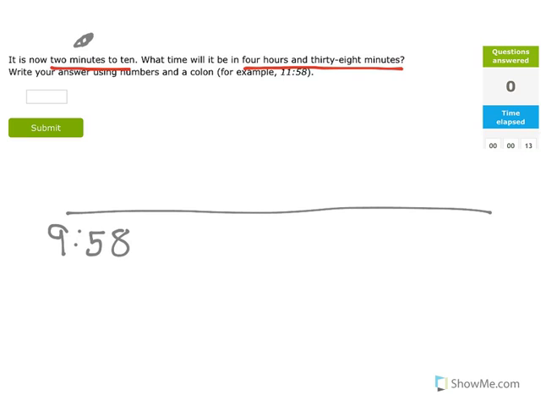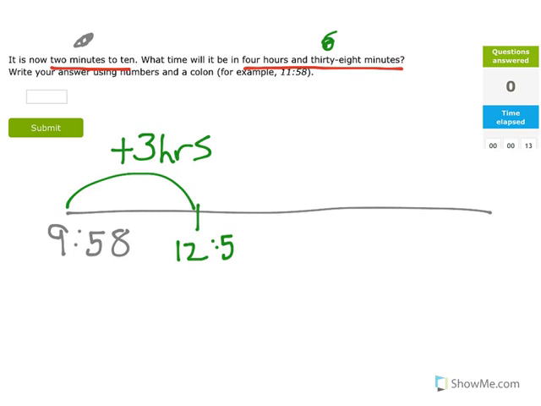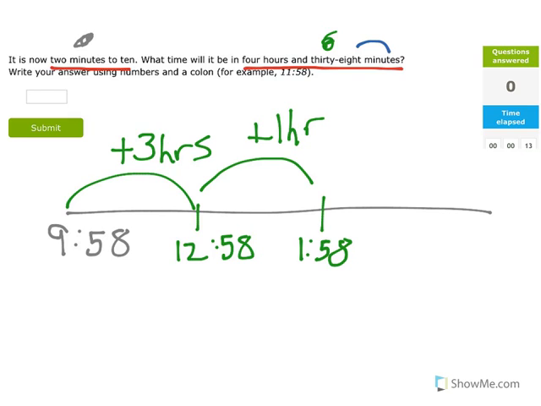Now, we need to add 4 hours and 38 minutes. I'm going to start by adding 3 hours. If I add 3 hours to this, that puts me at 12:58. Now, I need to add one more hour, and that would put me at 1:58, because remember, time starts over once you hit 12. The next step is to add 38 minutes.